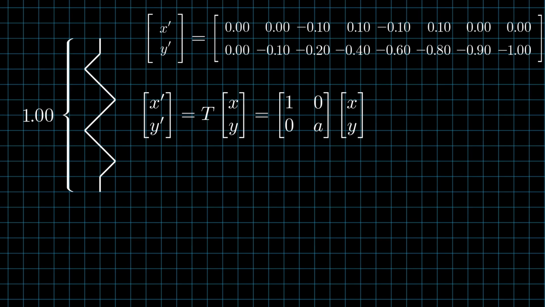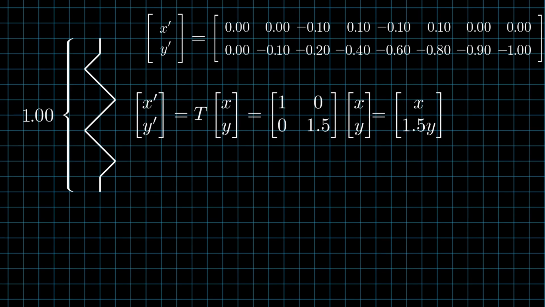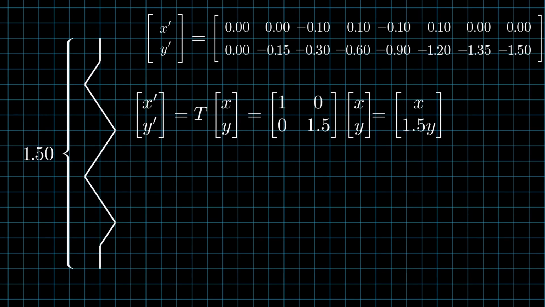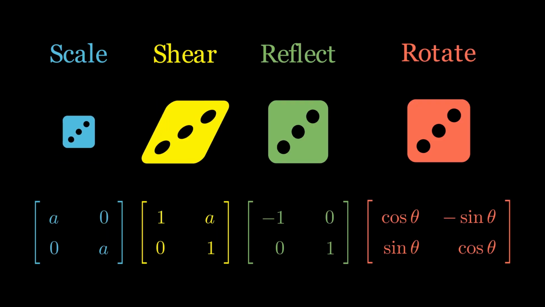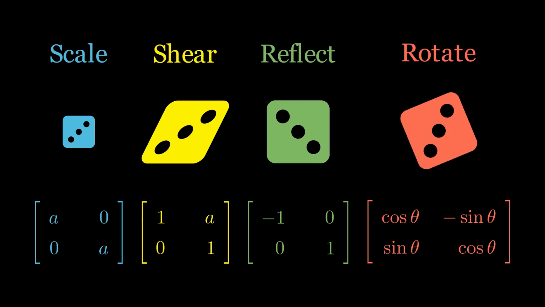So why does this work? When we left multiply xy by T, we get x, ay. The y-coordinates have simply been multiplied by a constant, which corresponds to stretching the spring. In addition to stretching, we can use transformation matrices to scale, shear, reflect, or even rotate our image.